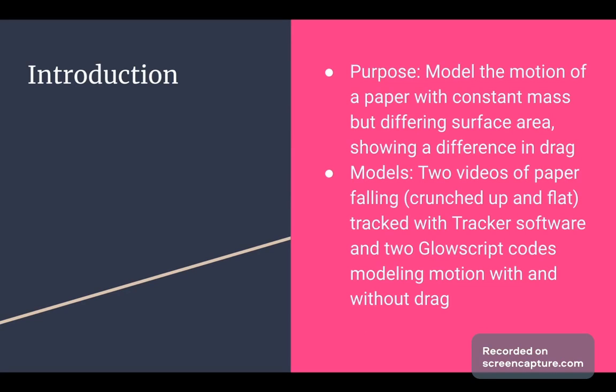In this lab, I measured the change in position of a crumpled piece of paper and a flat piece of paper at the same mass. One way I did this was dropping the physical sheet of paper and tracking its motion with the Tracker software. The other way was by modeling the motion using a GlowScript code.